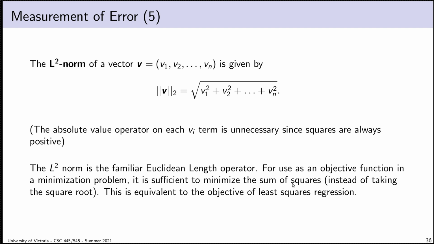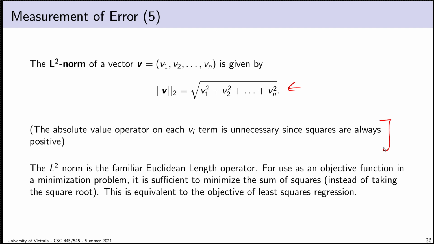What about the L2 norm? So the L2 norm is this. So I've actually folded in the square root symbol there. As I pointed out a couple of minutes ago, we don't need the absolute value operators this time because squaring it does the trick. Notice that the L2 norm is the usual Euclidean length operator.